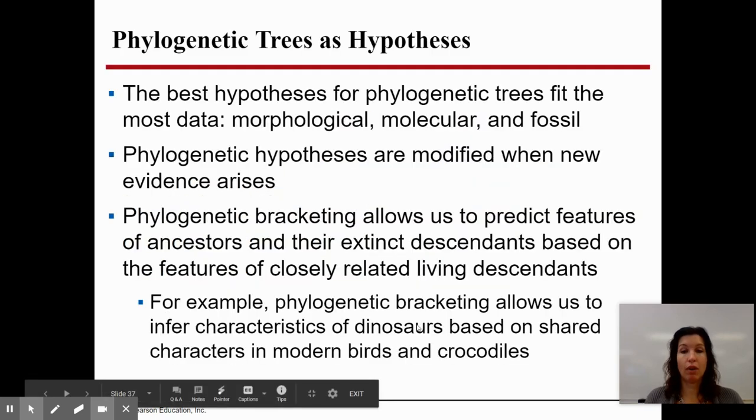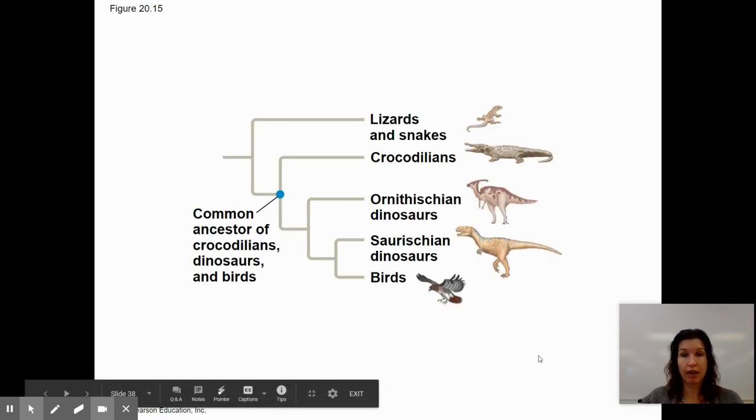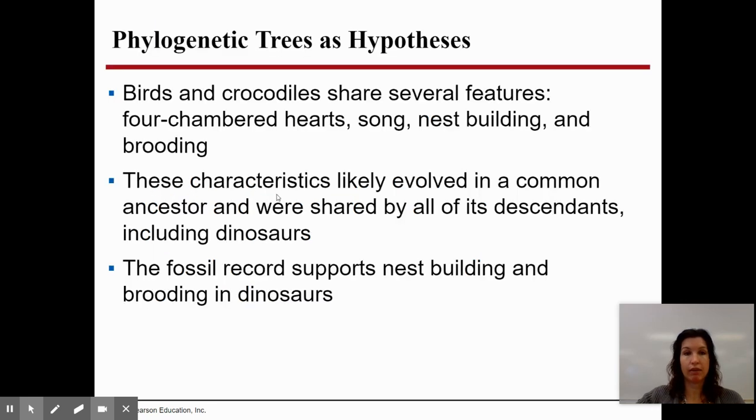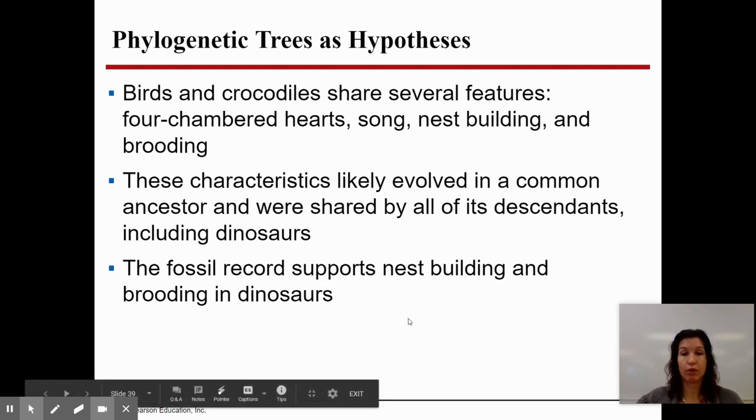So an example is we can infer characteristics of dinosaurs based on shared characters in modern birds and crocodiles. So here's a common ancestor of crocodiles, dinosaurs, and birds. We have this phylogenetic tree. So we may be able to come up with what we think this common ancestor, what characters they would have. So birds and crocodiles share several features like a four-chambered heart. They sing, they have songs, nest building, and brooding. And these characteristics likely evolved in a common ancestor because they share all of those traits. And the fossil record supports nest building and brooding in dinosaurs.